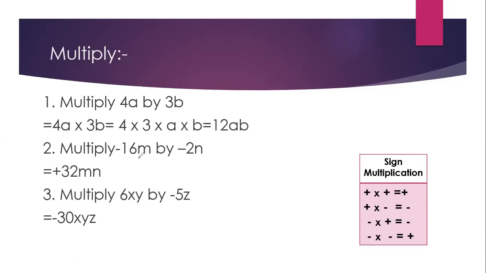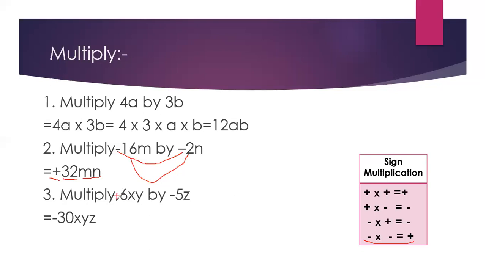Now, what about minus 16m with minus 2n? Bete, minus minus. When we multiply two minus terms together, minus multiplied with minus is plus. So in the answer, we get plus. Or simply we can write 32. Okay. 16 2s are 32. What about m multiplied with n? mn. Okay. 32mn. Right?